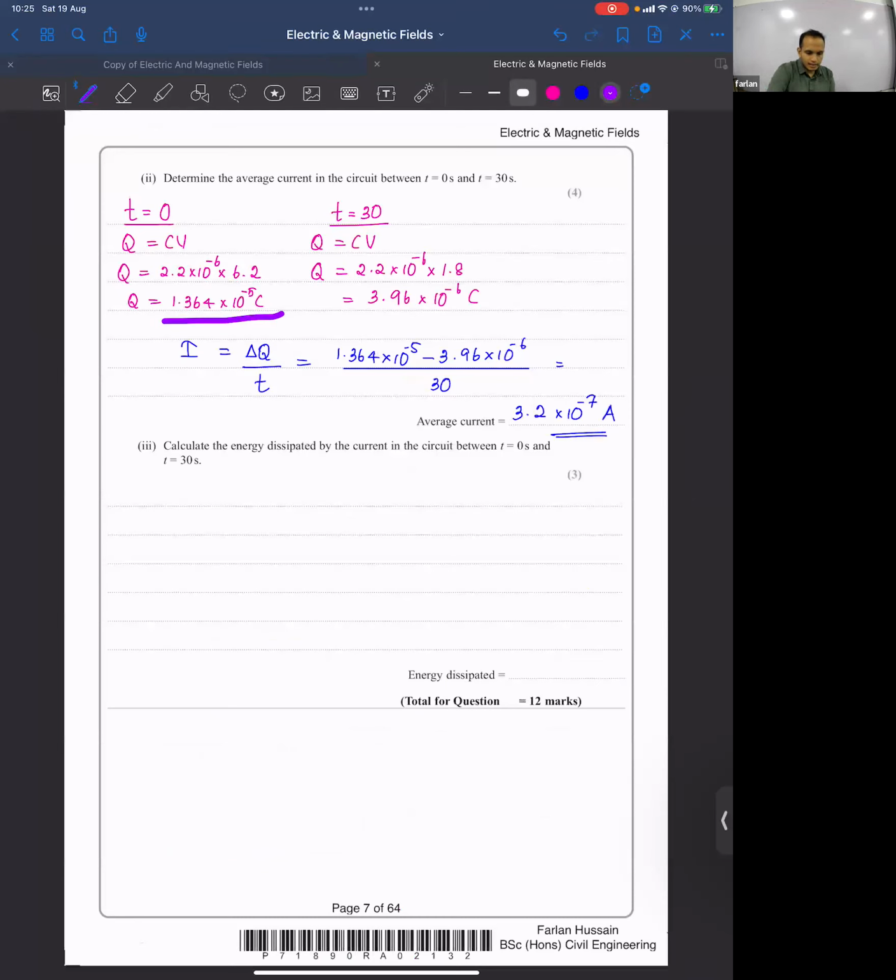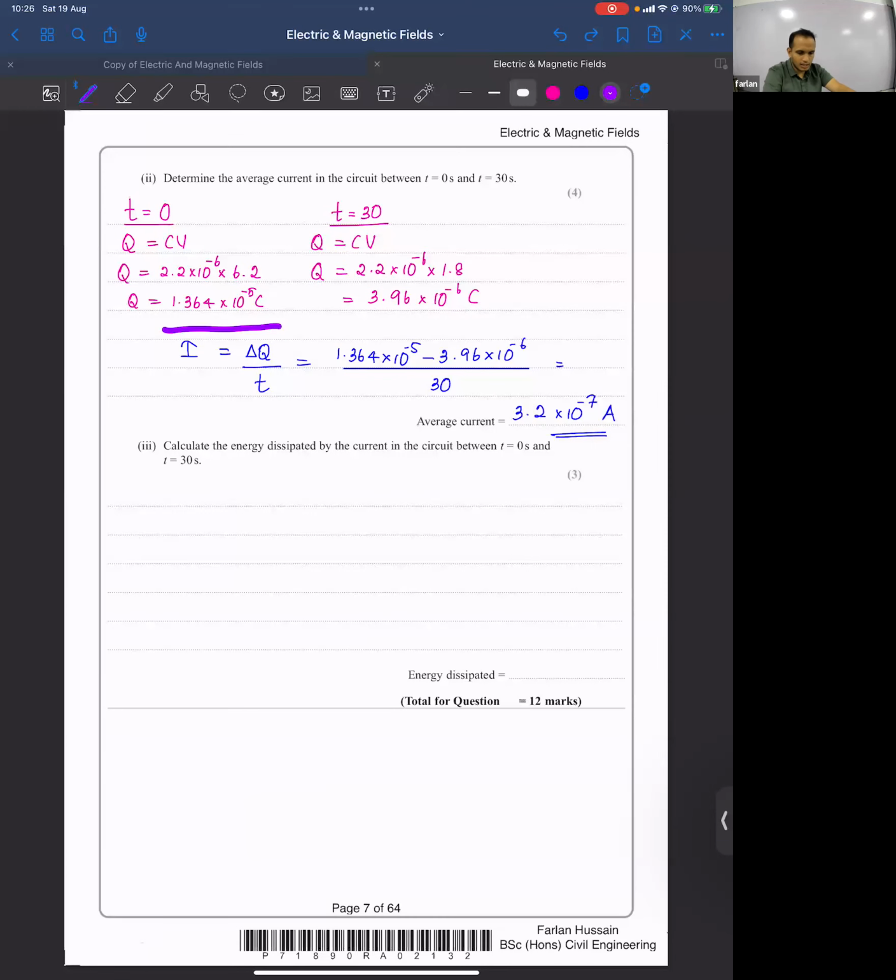Then I did the same thing using the graph. At t equals 30 seconds, I used Q equals CV to see how much charge is in the capacitor. Clearly the charge has reduced. Obviously, because he was giving charge out. So how much charge did the capacitor put out? That is the difference between these two values. So the charge passing in the circuit in this 30 seconds is the initial charge minus the final charge. That difference is what I have written here as delta Q.